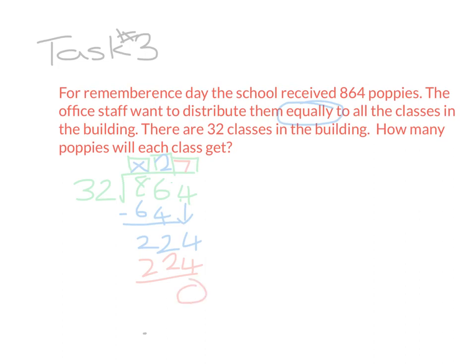So I know that each class, so therefore we're just going to type in that each class will receive 27 puppies. Okay, so when they're equally distributed, that's what each class will receive.